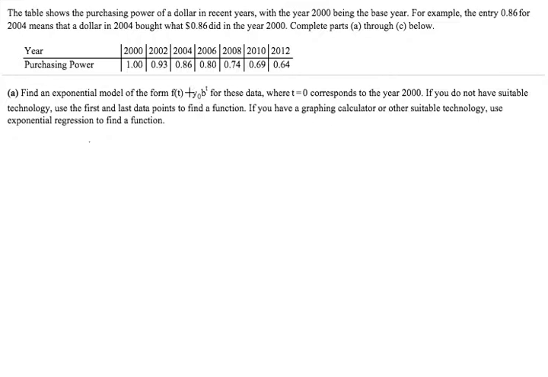So y naught is the value of the purchasing power. In this case, this is y right here. This is t. T is time. So y naught is 1 right there. That's y naught right there. It's the initial value. Okay, it says if you do not have suitable technology, use the first and last data points to find a function. That's what we're going to do.